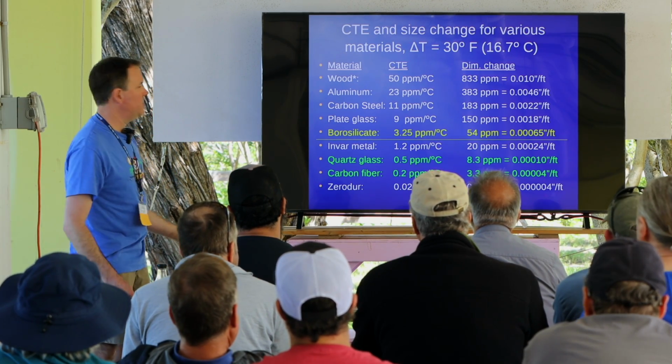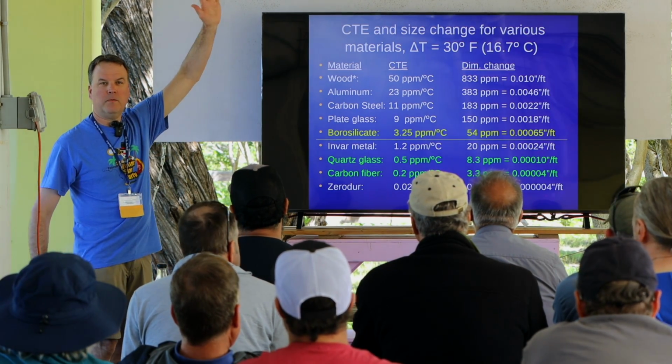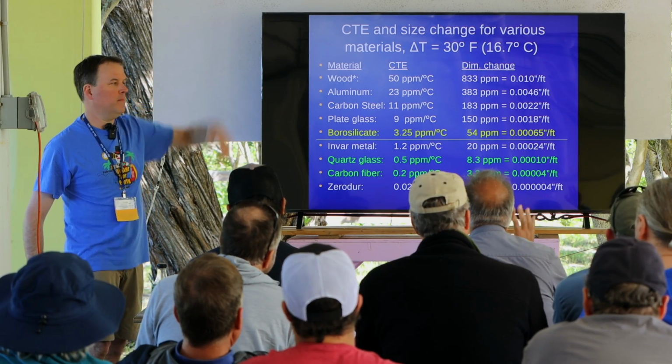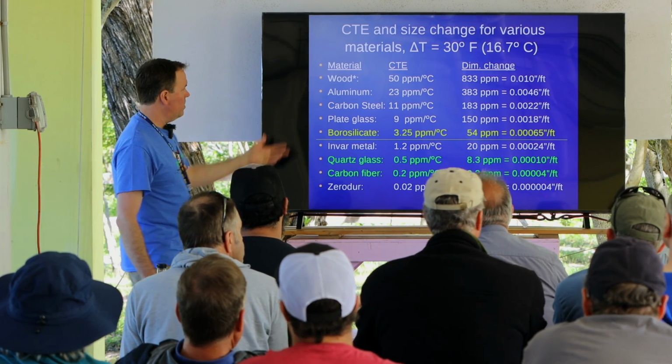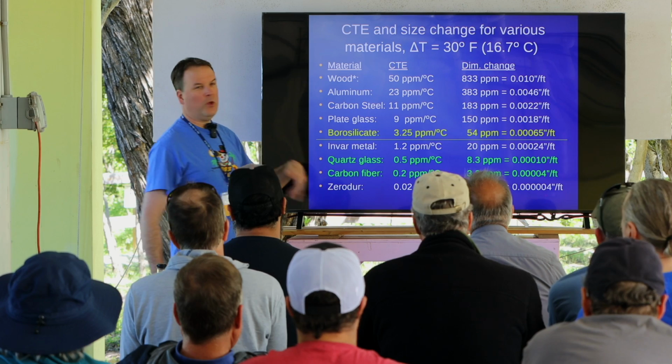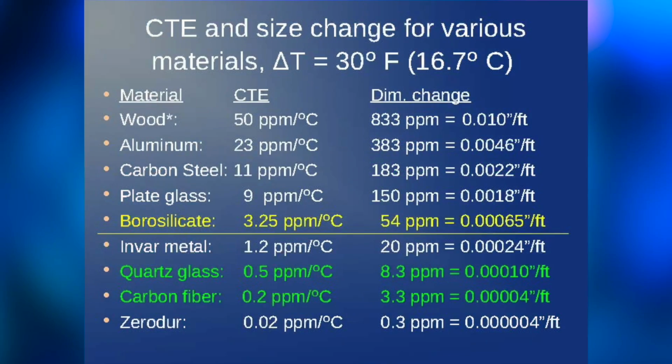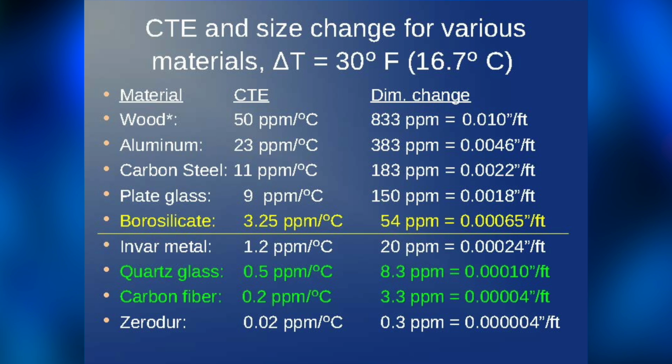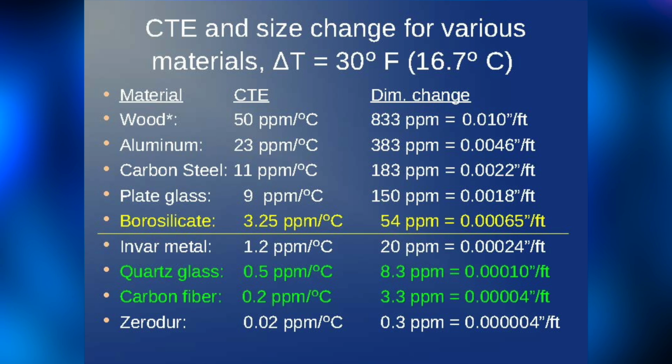Simple. So here are the CTEs. Anybody seen these before? Mechanical? Yeah, okay. So we make a telescope out of wood, generally, depending on the kind of wood, and it depends on the grain and the humidity and everything else. There's lots of stuff going on with wood. But generally, I think the more stable stuff is about 50 parts per million per degree C.